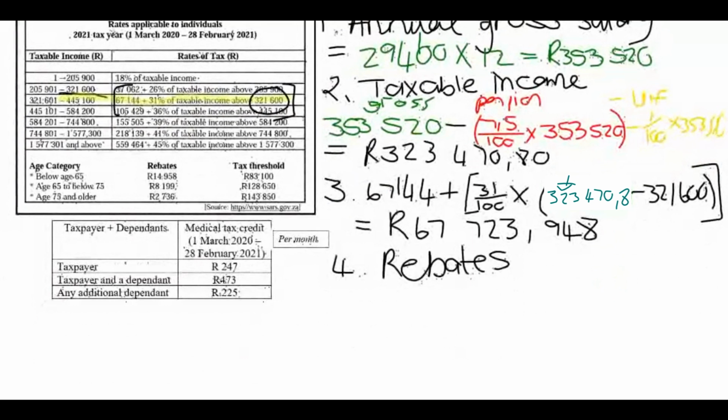Now, when you're looking at rebates, you have to subtract that, and he is 37 years old, so he's in the first category. And there we go. Also, make sure he is above the threshold. How do you do that? You check out the amount you worked out at number 1.